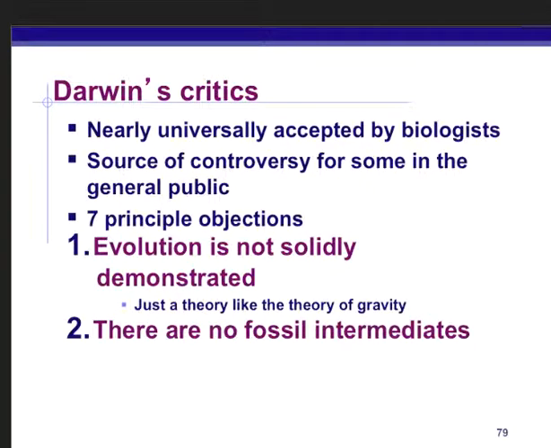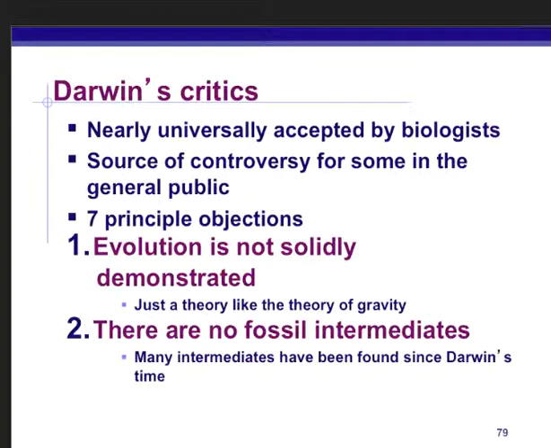Okay. There are some critics that say there are no fossil intermediates. That is simply no longer true. Many, many, many intermediates have been found since Darwin's time. Some that he predicted himself would be found have been found.